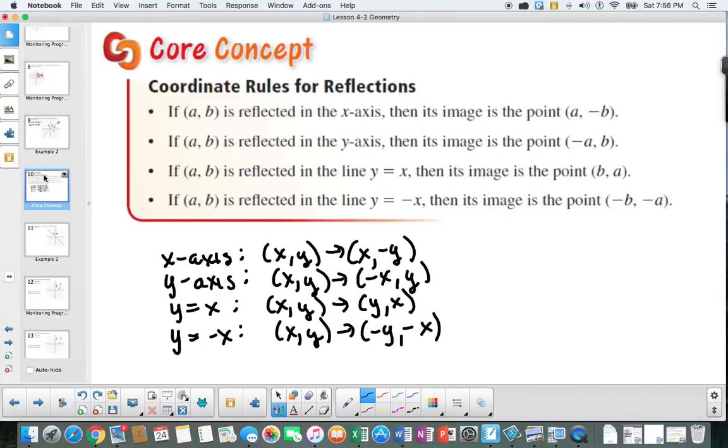Okay, so here are the rules for reflections in the x-axis, y-axis, y equal to x, and y equal to opposite of x. Now, this is what the book gives us, but I would prefer that you put these rules down in your notes. And I want you to notice this one. This is the one we just finished doing. When we reflect across y equal to x, we just switch the x and y coordinates.